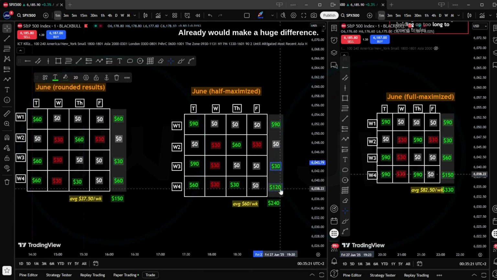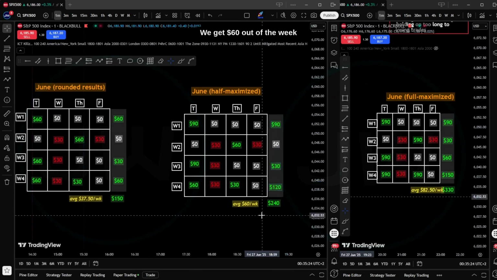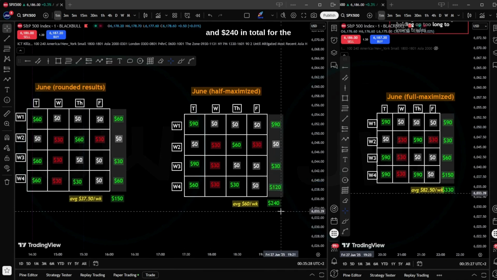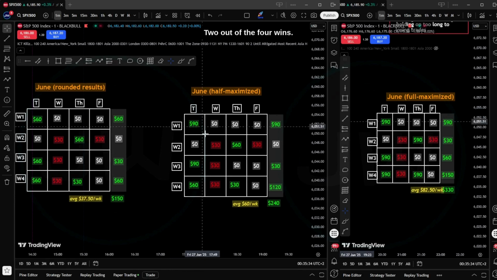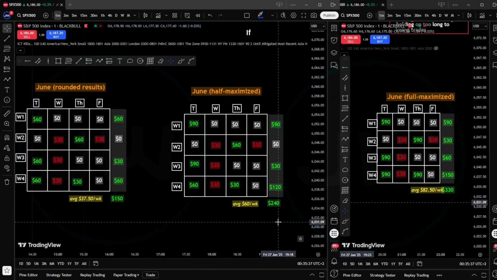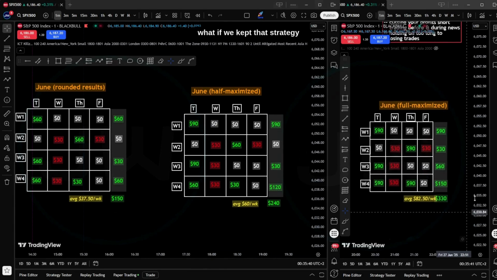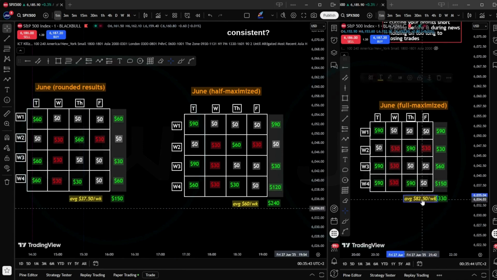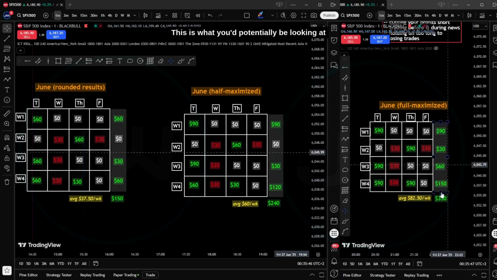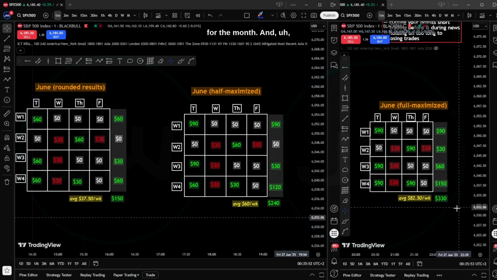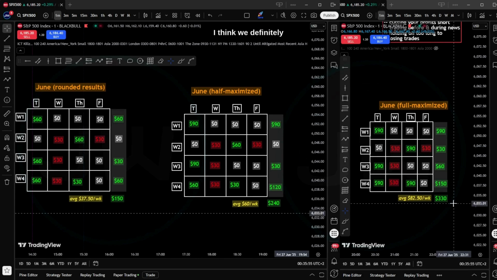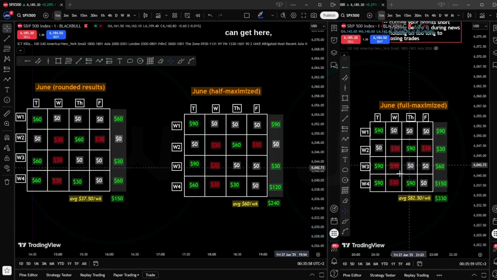Already would make a huge difference. We get $60 out of the week and $240 in total for the month. And that's just hitting 2 out of the 4 wins. If we look over here, what if we kept that strategy consistent? This is what we'd potentially be looking at. $330 in total for the month. And I think we definitely can get here, but we want to keep things a little bit realistic.